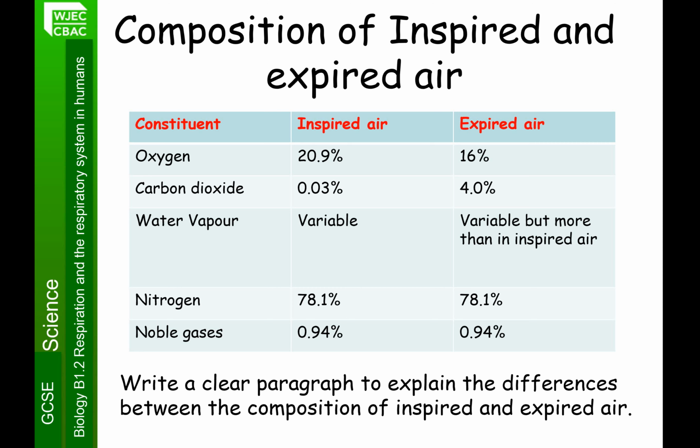So the composition of inspired air. Air that we breathe in is mainly nitrogen. It's actually 78.1%. They round it up to a whole number in WJEC to 78%. Most of this nitrogen is unreactive, it's inert, and we don't use it for any purpose in our body at all. However, the gas that we do need out of the air is oxygen. It's 20.9%, so if we round that up to a whole number, that would be 21% oxygen of the air that we breathe in.